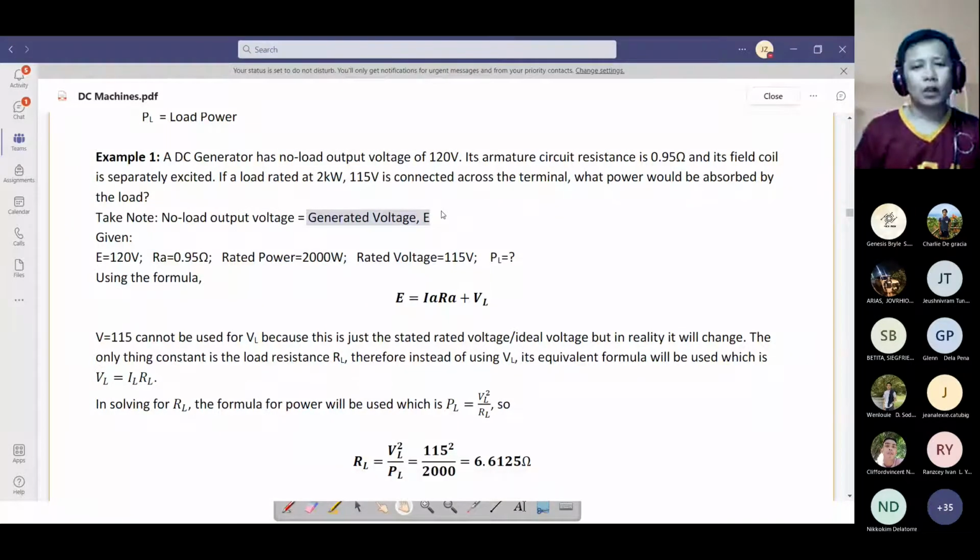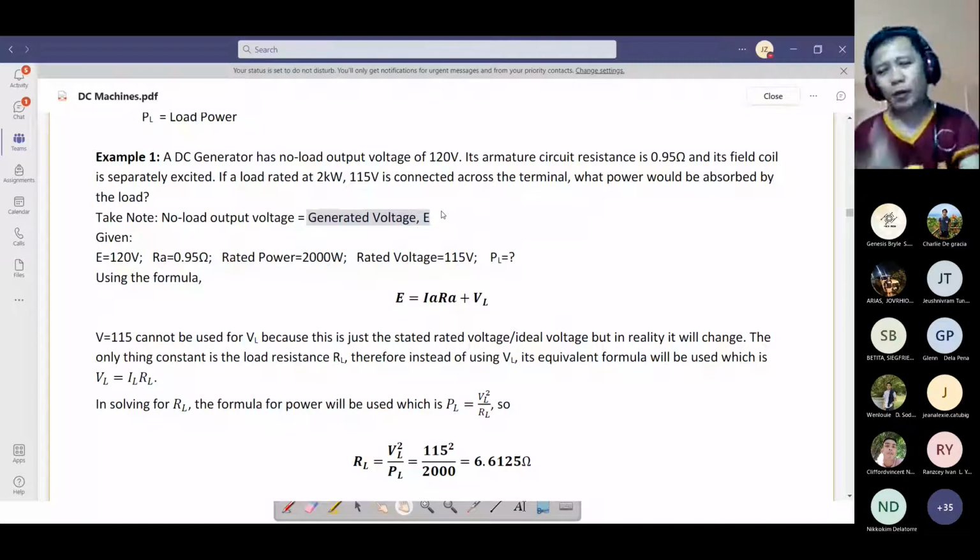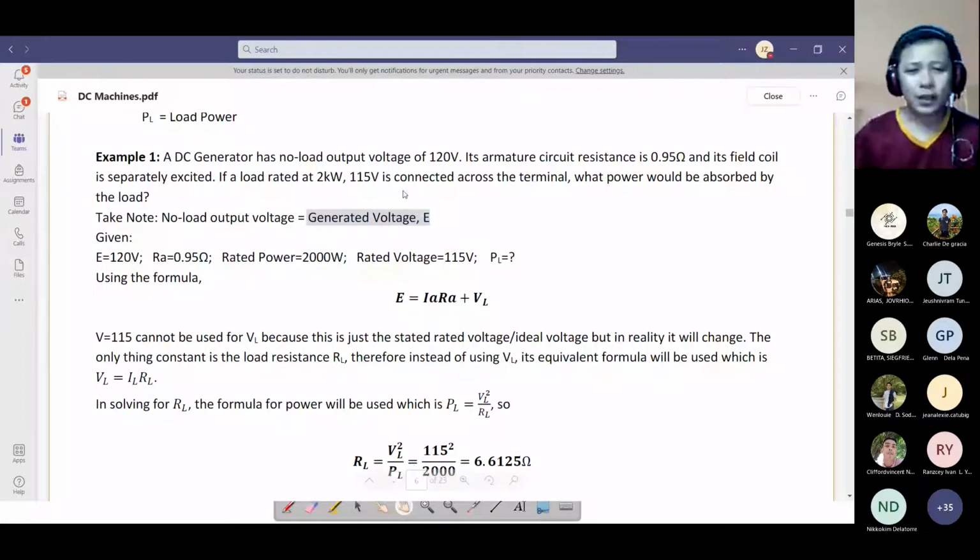Different words are used in problems, lots of synonyms and so on, but they mean the same thing, just like with this one. Again, whenever a problem says no-load output, it means the generated voltage. So, given, we have a generated voltage E of 120 volts.